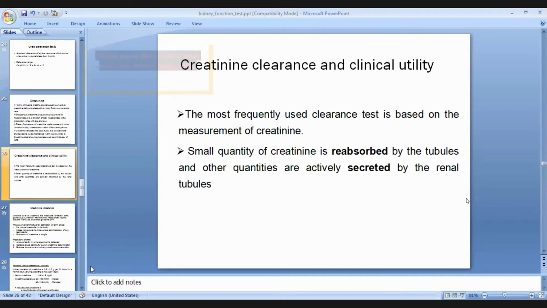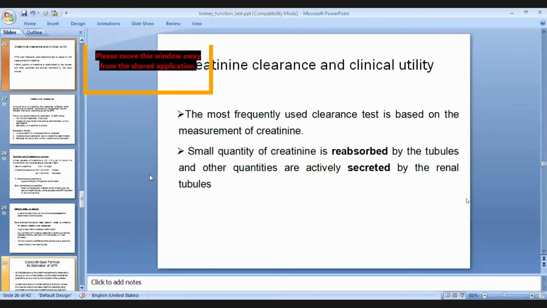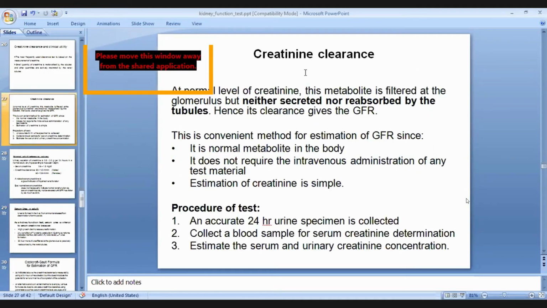Now, coming to the clearance of creatinine. Compared to urea, creatinine clearance is better. When we talk about the endogenous marker, we are comparing. It is neither secreted nor reabsorbed by the tubules, or only in very small quantity compared to urea clearance. It is very convenient for the estimation of GFR because it is a normal metabolite of the body. Endogenous production is there. It does not require intravenous administration of any test material, and estimation of creatinine is very simple.